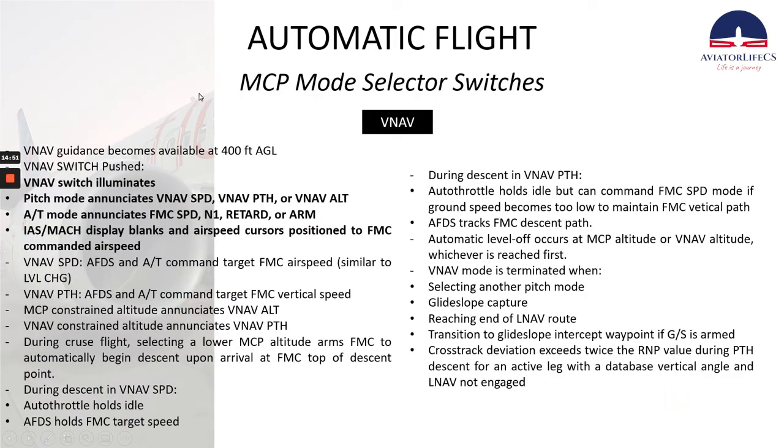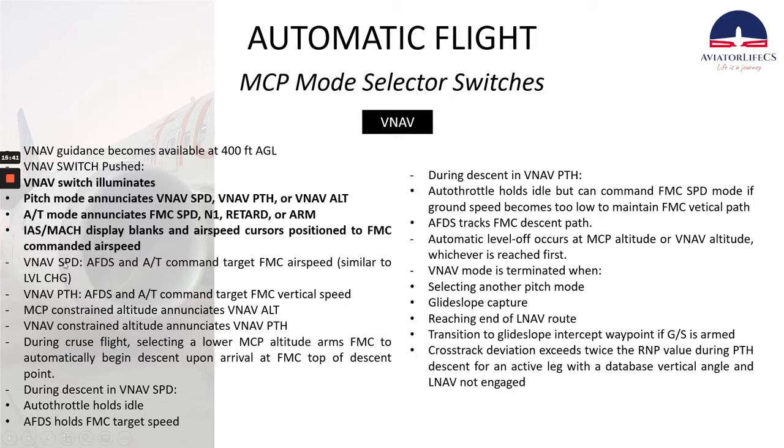So this is quite a lot of information here for VNAV. I'll try to go through this quickly. VNAV guidance becomes available at 400 feet AGL. When we push the switch, VNAV switch illuminates. Pitch mode annotates VNAV speed, VNAV path, or VNAV alt. Auto throttle mode annotates FMC speed, N1, retard, or arm. Indicator speed, MACH display blanks, and airspeed cursors positioned to FMC commanded airspeed.